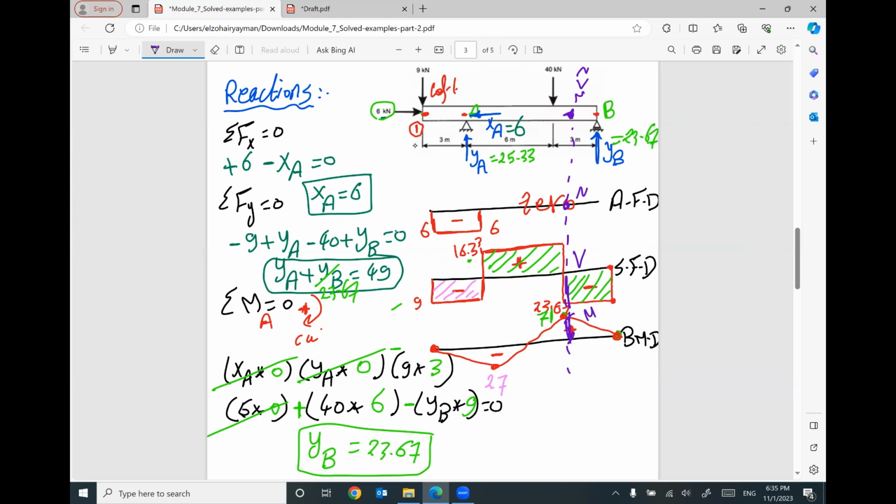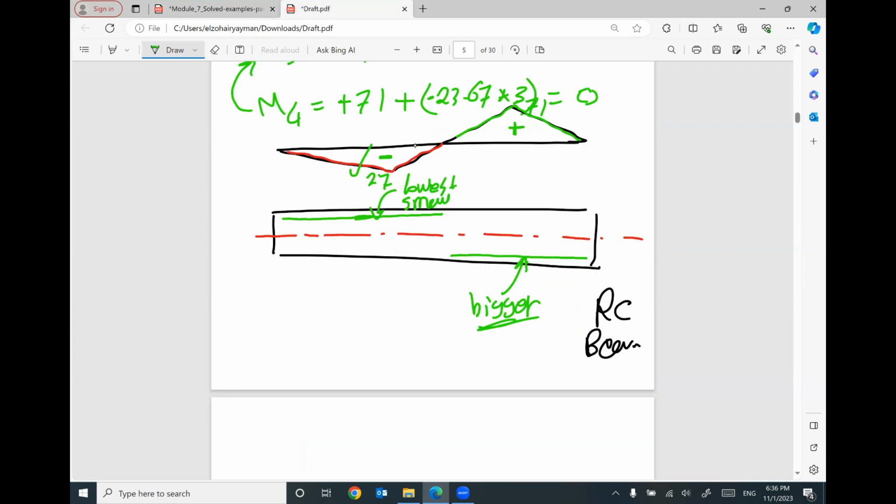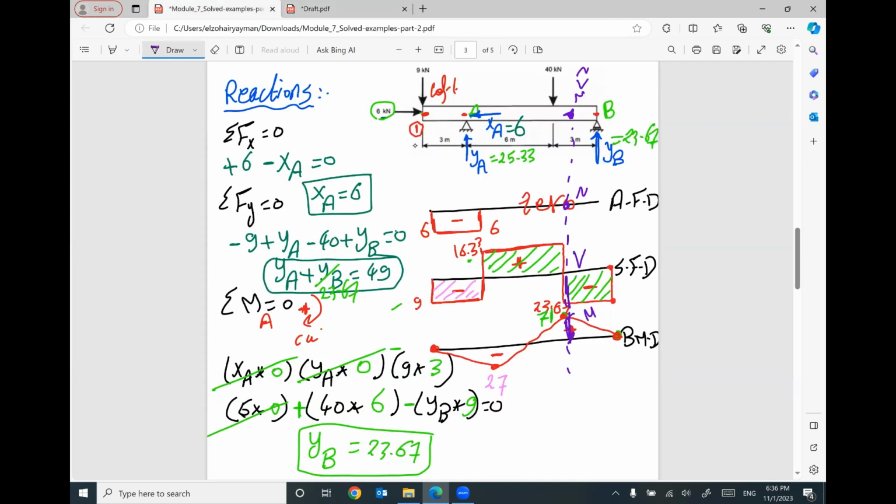But what is the translation of these diagrams in real life? You should be aware of design courses, because these diagrams are very critical to be used in the design. Okay, David?